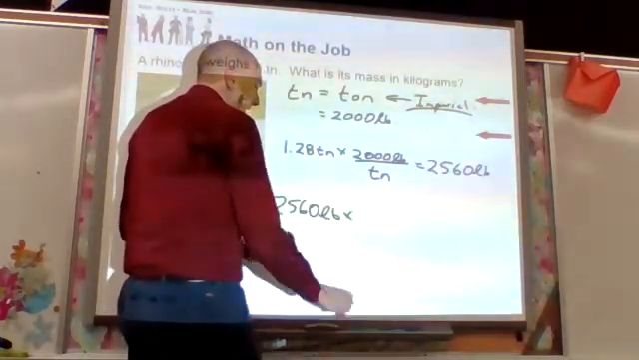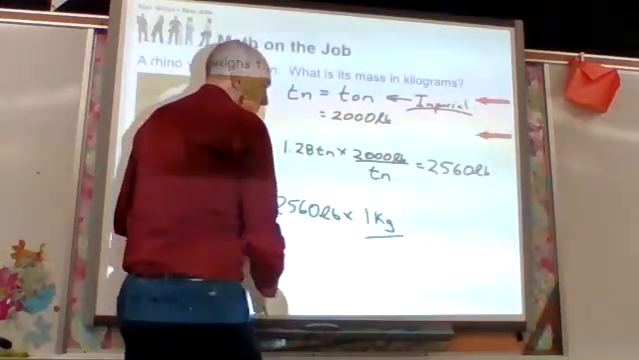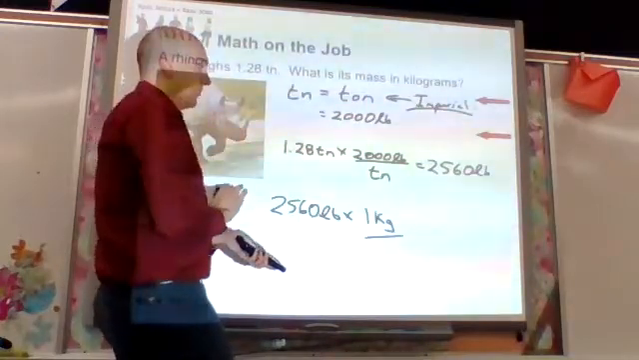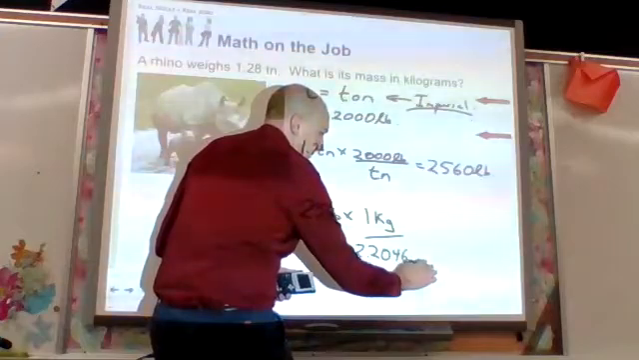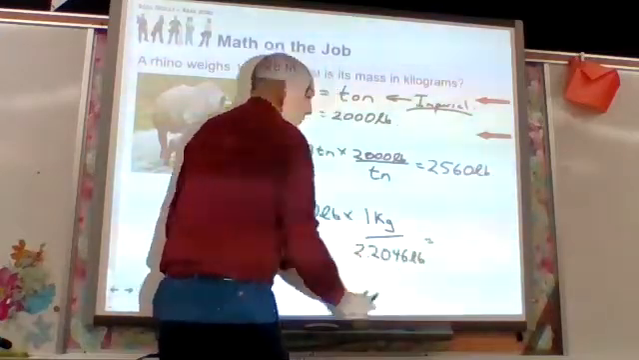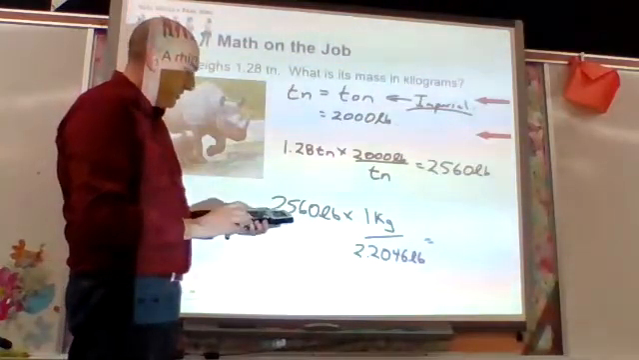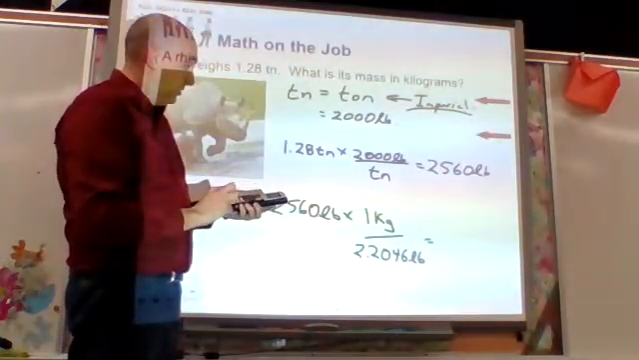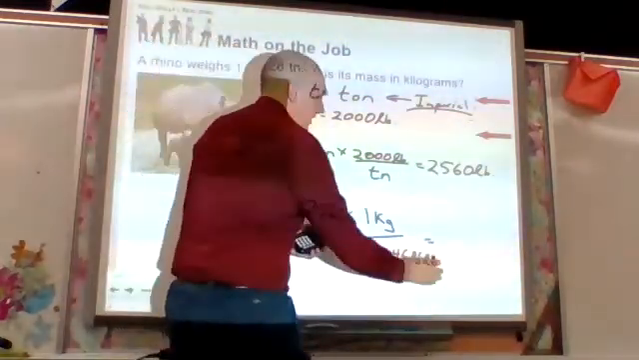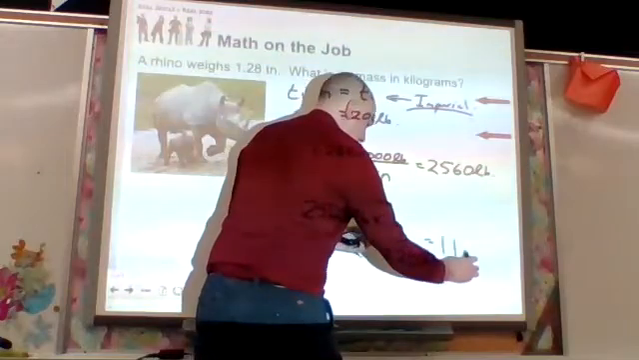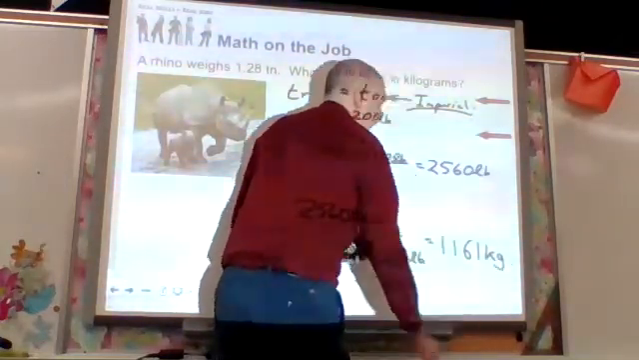Now we take our 2,560 pounds, we multiply that by 1 kilogram. This is my pounds to kilograms conversion factor, 2.2046 pounds, which we used in the last lesson. So we're going to end up dividing 2,560 by 2.2046, and we get that this is 1,161 kilograms.